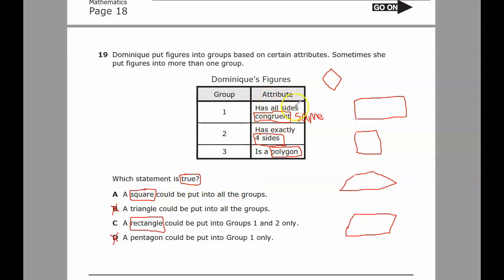Does a square have all congruent sides? Yes, all of the sides are the same. That's why it's a square. Does it have exactly 4 sides? Yes. And is it a polygon? Yes. We know it's not a rectangle because a rectangle doesn't have all congruent sides. These 2 sides are longer than the other 2 sides.